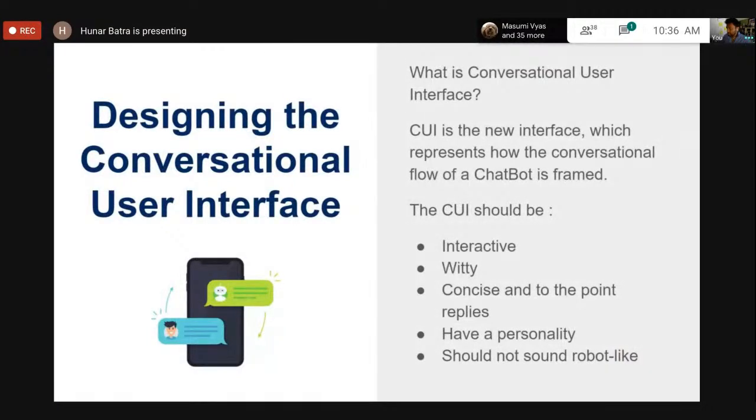As I said, the most important part of designing a chatbot is designing the conversational user interface. Is there any question? If you guys have any questions, more than happy to answer, so ping or send a message, or unmute and ask.